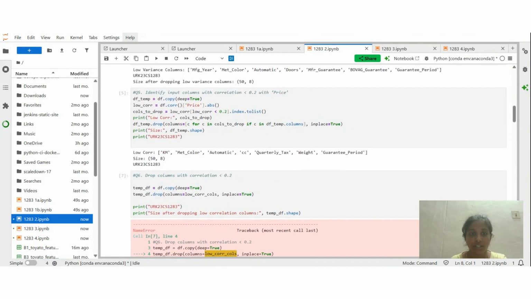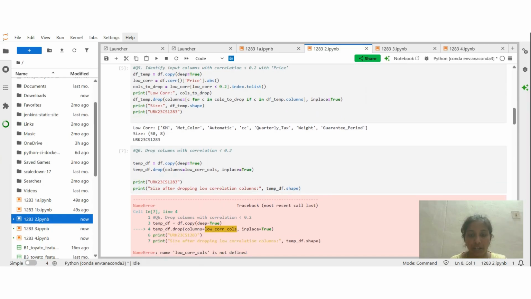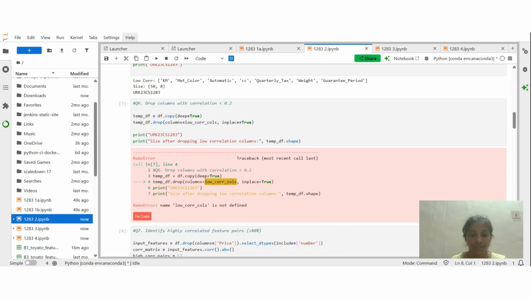And the fifth question is input columns. And fifth and sixth are similar, both are similar. Correlation with targets. Correlation shows relationship between variables, ranges from -1 to +1, and 0 is a weak relationship. I calculated the correlation between each feature and the target variable price. Features with a correlation less than 0.2 we removed since they have weak influence.